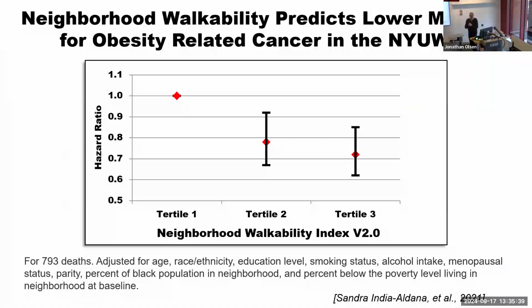So now we've followed all of these women up through time. There were 793 deaths in the cohort for obesity-related cancers. So the first thing we looked at was mortality from obesity-related cancers. I'm plotting the hazard ratio for mortality from obesity-related cancer against walkability. And you can see there's a significant protective effect of neighborhood walkability on death from obesity-related cancers in this cohort after adjustment for a bunch of variables and many, many sensitivity analyses and reanalyses, removal of variables, adding in variables, and so on. It really was a very stable finding.